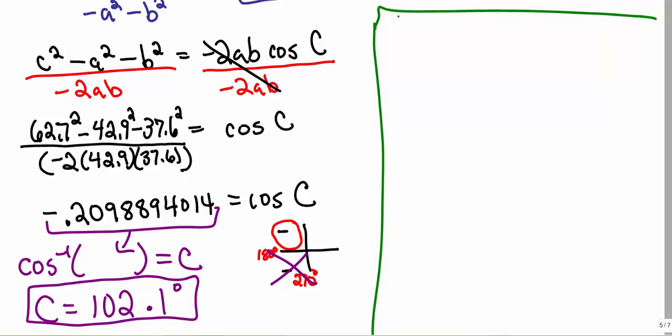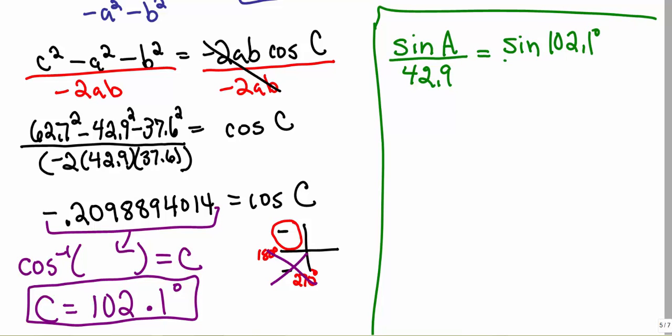Let's solve for angle A using the law of sines. So if I'm solving for angle A, let's say sine A divided by side A, and side A was 42.9, equals, and then we're going to use the angle that we know now, angle C, divided by side C, which was 62.7. Okay, we're going to multiply both sides by 42.9.